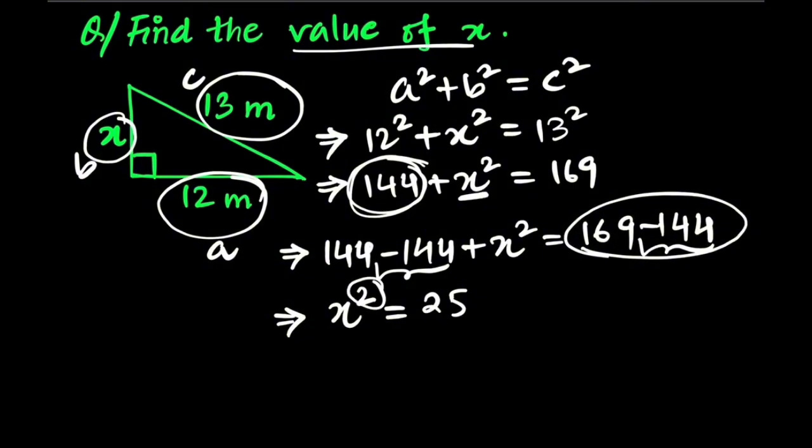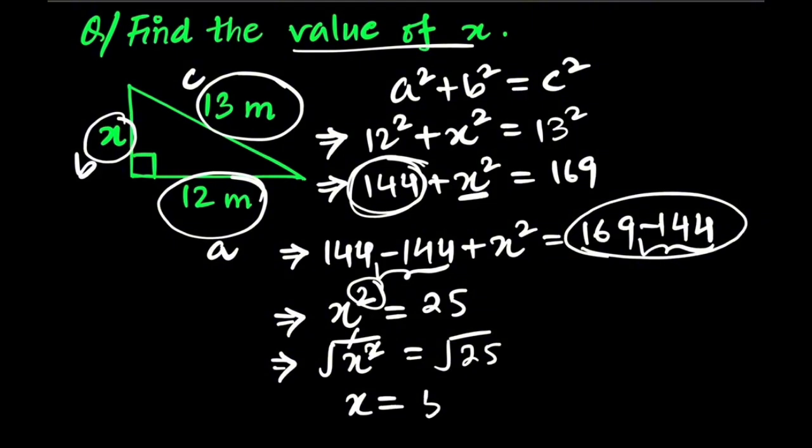Now remove this exponent of 2 by taking the square root on both sides of the equation. So the square root of x square equals the square root of 25. Exponent 2 and square root cancel out, which gives us x equals the square root of 25, which means 5. So the value of x equals 5 meters.